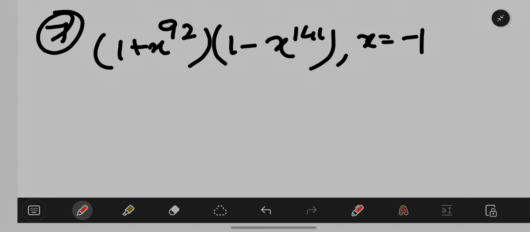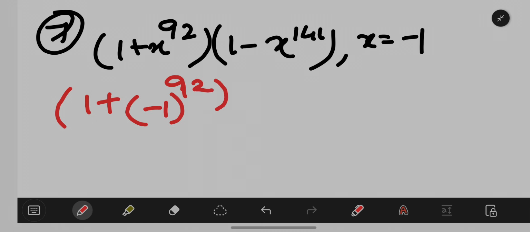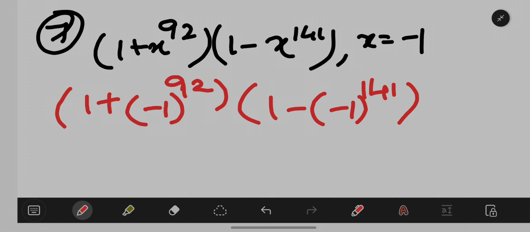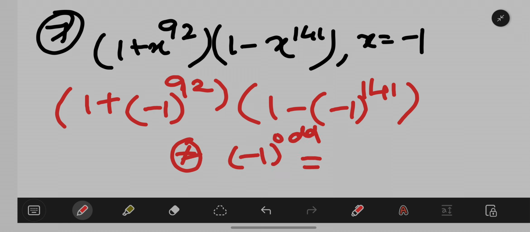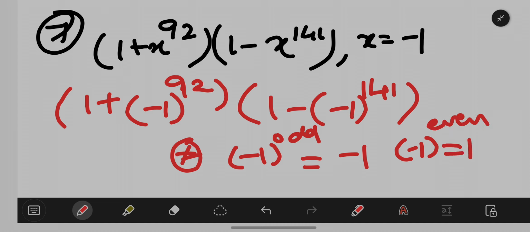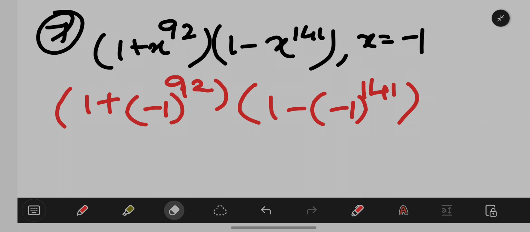Now again this type of question you have seen, right? Find the value of (1 plus x) power 92 into (1 minus x) power 141 where x is equal to minus 1. So put x is equal to minus 1 and solve it. First, (1 plus minus 1) power 92 into (1 minus minus 1) power 141. Same rule again we are using: minus 1 power odd is minus 1 and minus 1 power even is plus 1. This rule only we are using again here also.